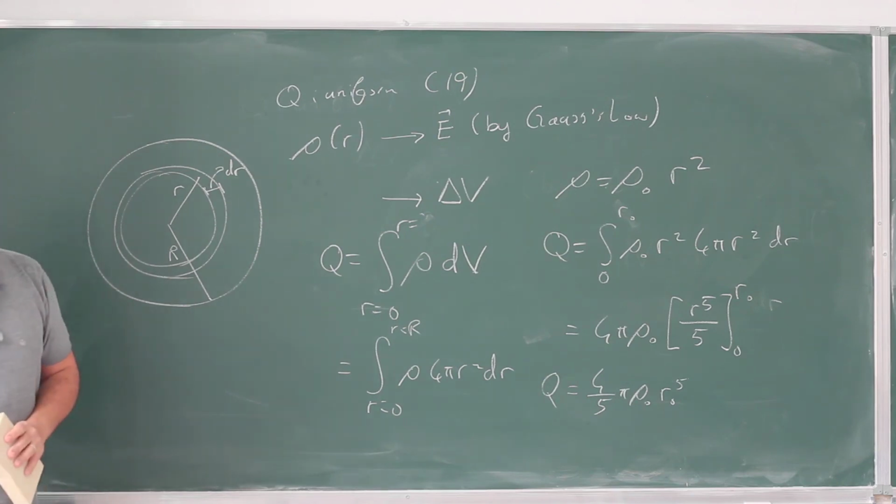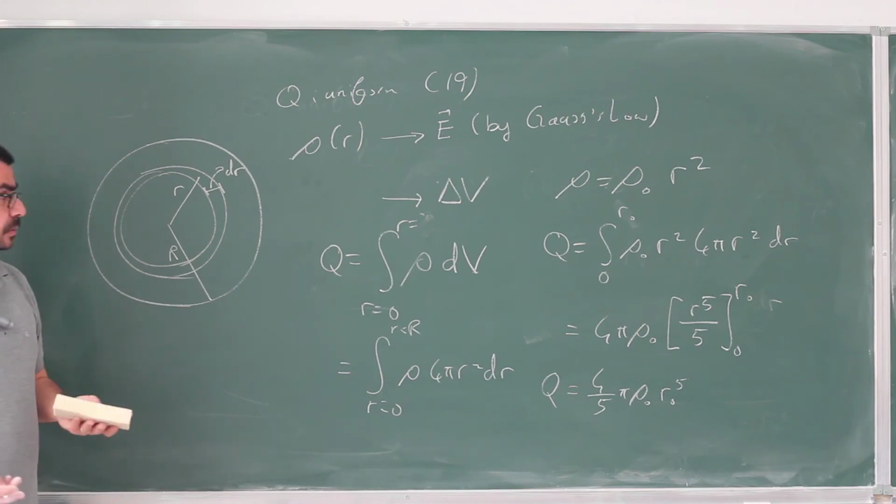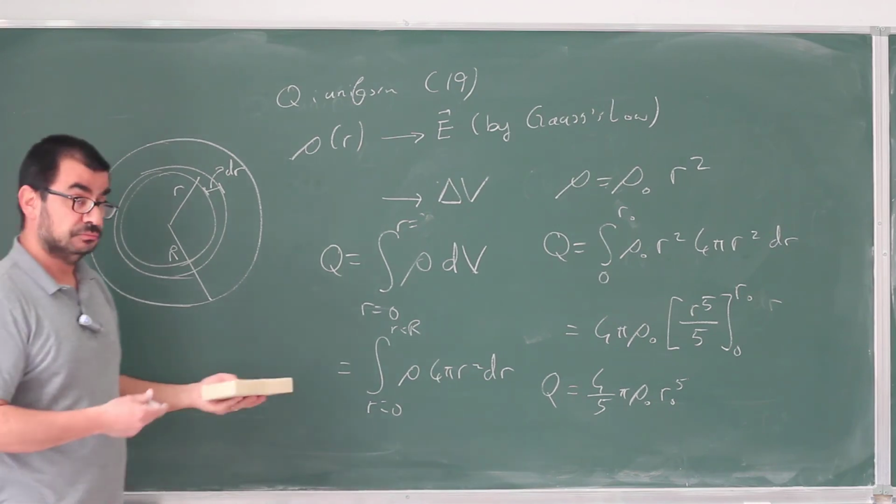And then there are variations. There are problems 21 and 22. They just have more complicated rhos, but I'm not going to look at those. You can check out the solution manual.